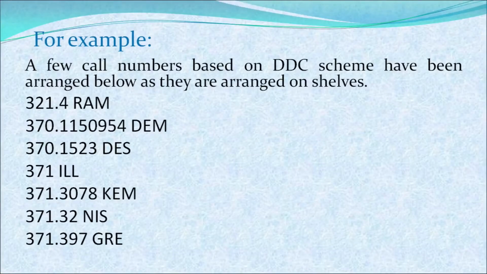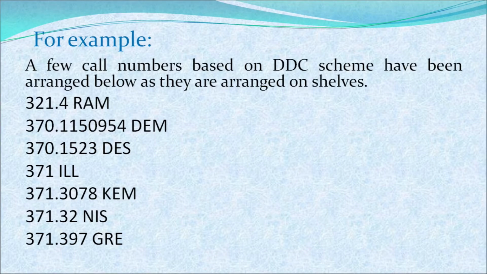Examples for this are taken from the DDC scheme, where we have arranged these numbers on the shelves. Like 321.4 is a class number from political science, and then RAM is the author of the book, which we are using as a book number. On the whole, it becomes a call number.